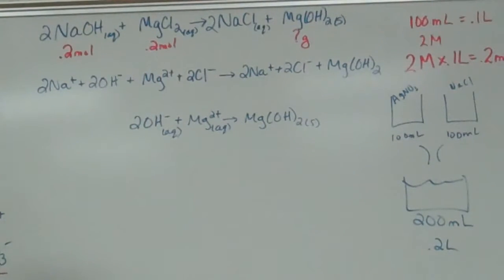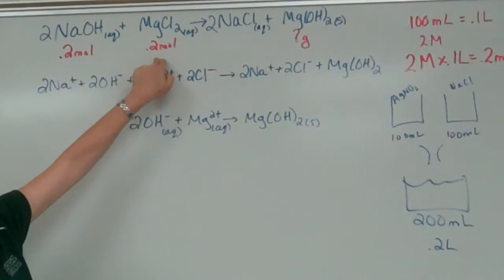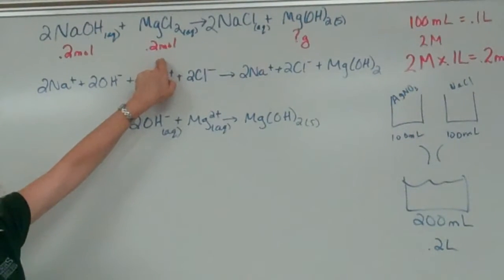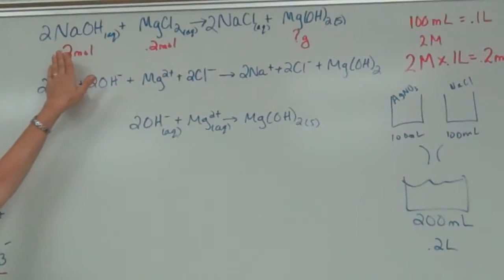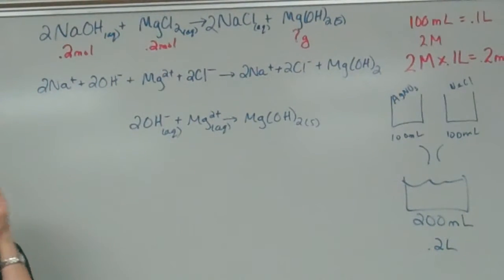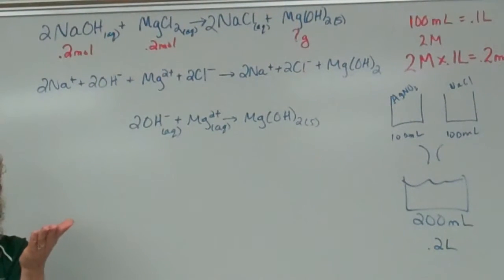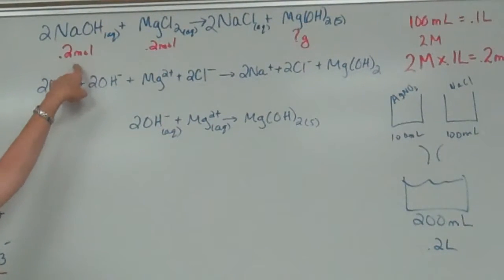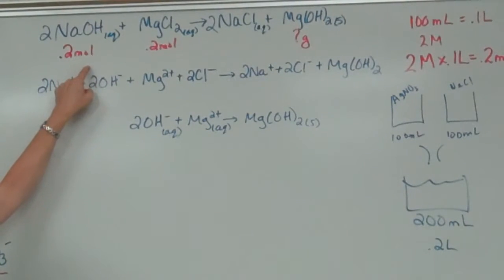Okay? So I want everybody to think in their mind, which is the limiting reactant? The sodium hydroxide or the magnesium chloride? Sodium hydroxide. Can everybody figure that out? And here's what you can do to check in your head. If you have 0.2 moles of magnesium chloride, how many moles of sodium hydroxide would you need for all of this to react? 0.4. Always twice as much. Do you have 0.4? So this is the limiting reactant.